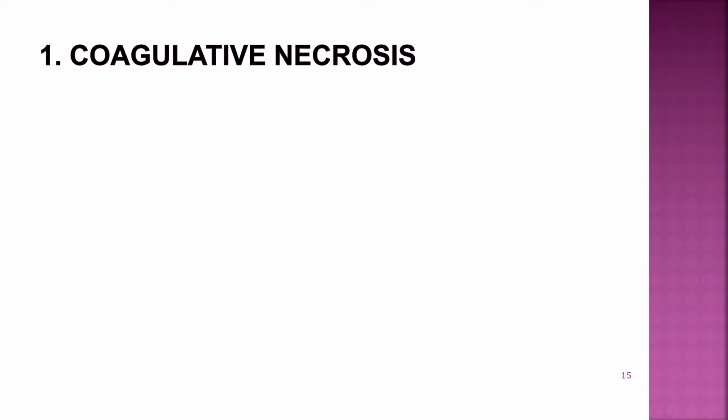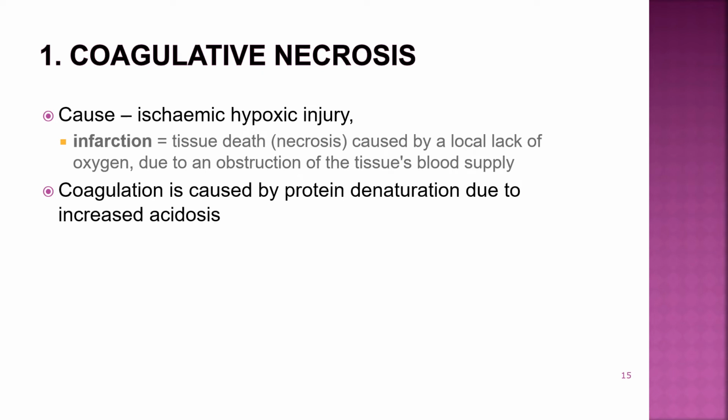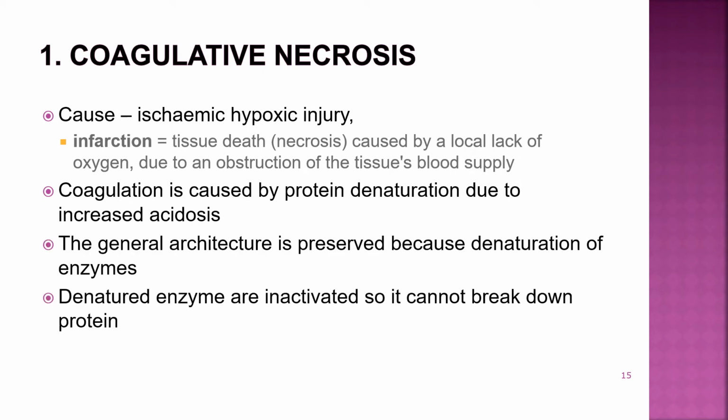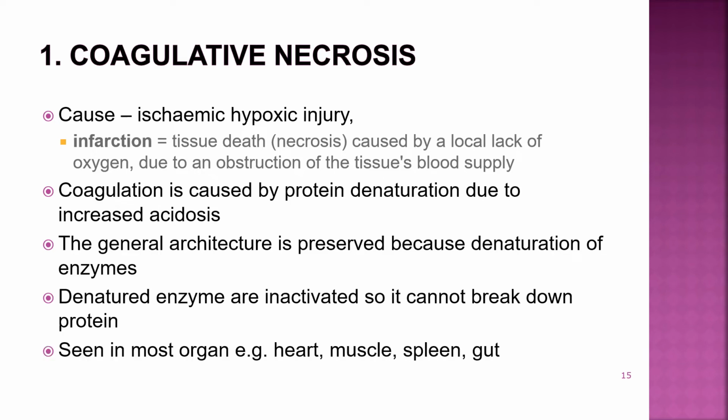Remember, we discussed that in hypoxia, there is increased lactic acid production due to production of ATP via the anaerobic glycolysis pathway instead of the normal oxidative phosphorylation, which occurs when oxygen is abundant. The general architecture of the tissue is preserved because of the denaturation of enzymes. Denatured enzymes are inactivated enzymes, so they cannot break down protein and tissue. This feature is seen in most organs, especially the heart, the muscle, the spleen, and the gut.